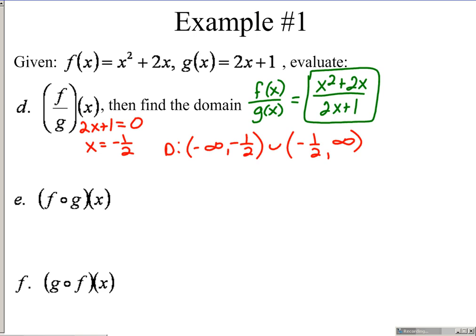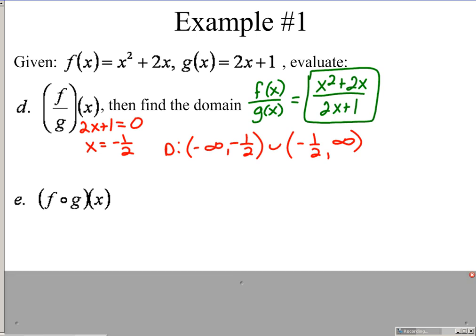Letter E, f composed with g of x. Again, rewrite it. That's the same as f of g of x, which means we are taking g of x, always start with the inside function. What's g of x equal to? 2x plus 1, and we're plugging it into the outside function of f. So when we go to plug that in, that is just f of 2x plus 1, which means now into our f function, I need to put in 2x plus 1 every place we had x.